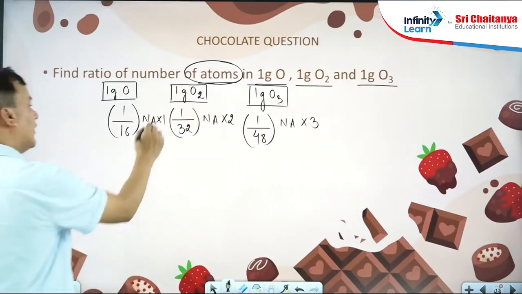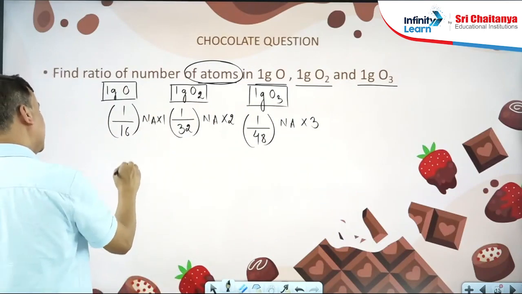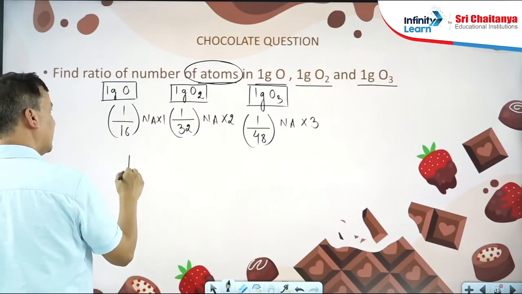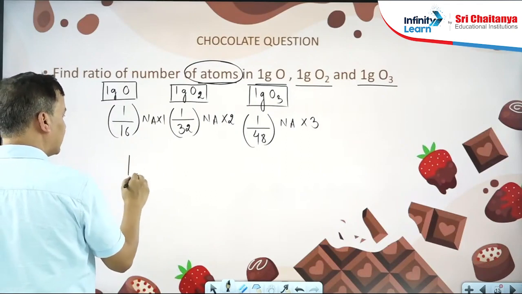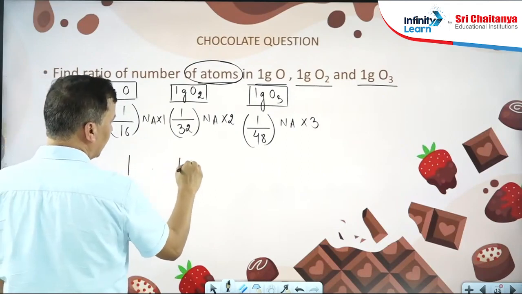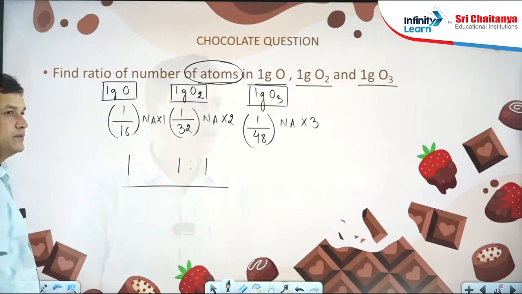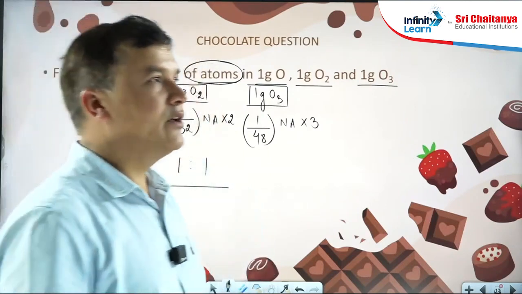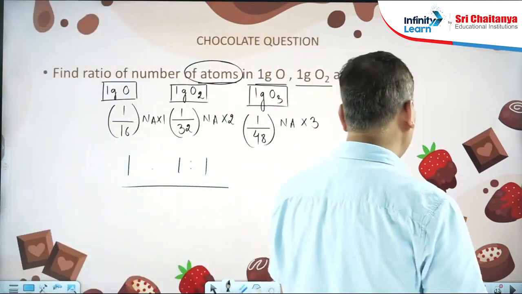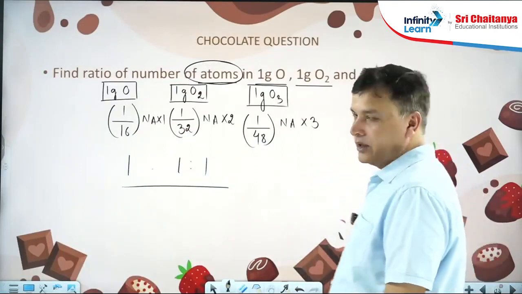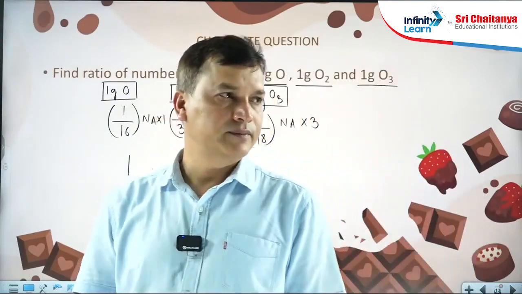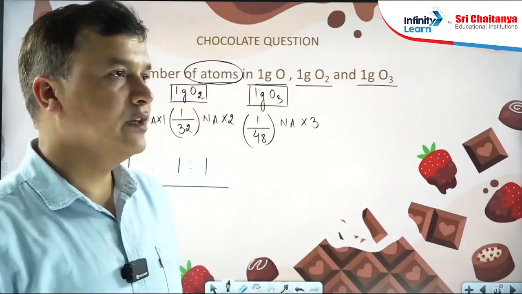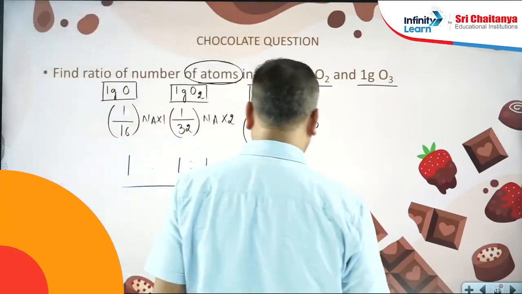3. So what will be the ratio? Now you will please tell me. Here is 1 upon 16. The ratio will be what? 1 ratio 1 ratio 1. Is that clear? So thank you very much, student. Tomorrow we will discuss some concentration terms. Okay? So say thank you very much or bye.